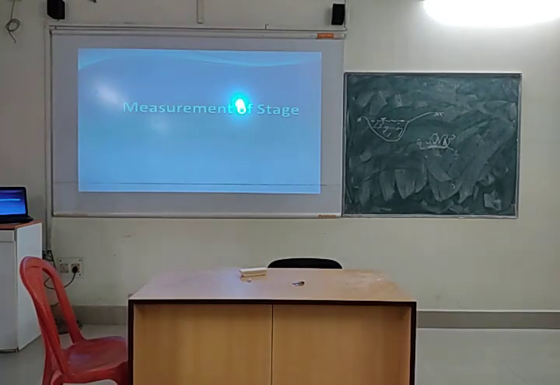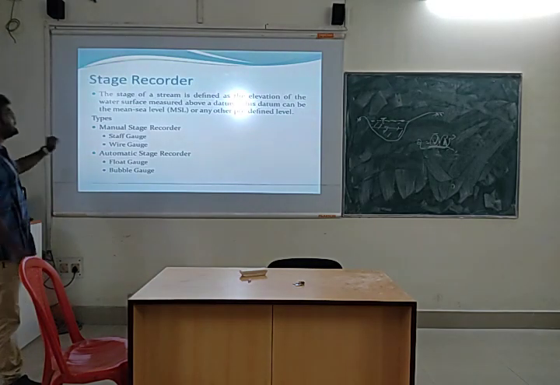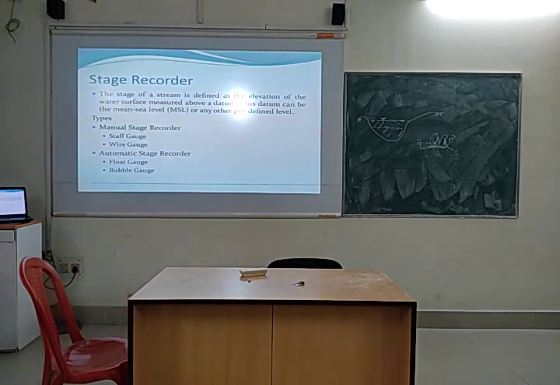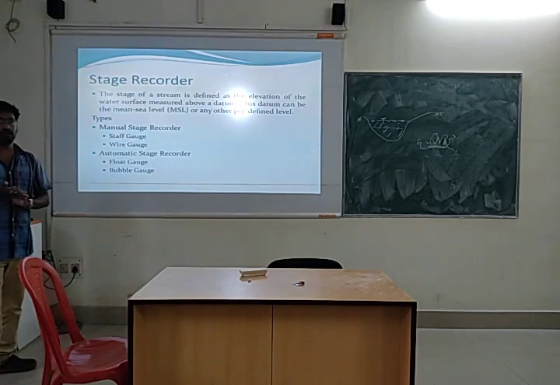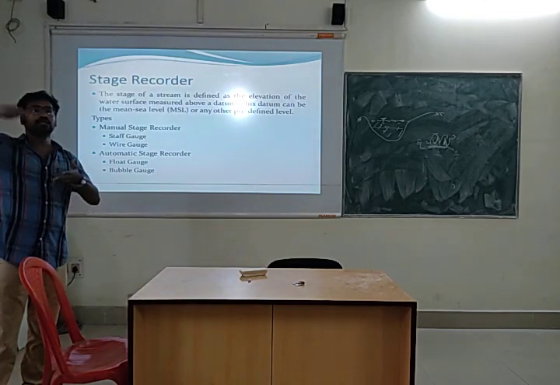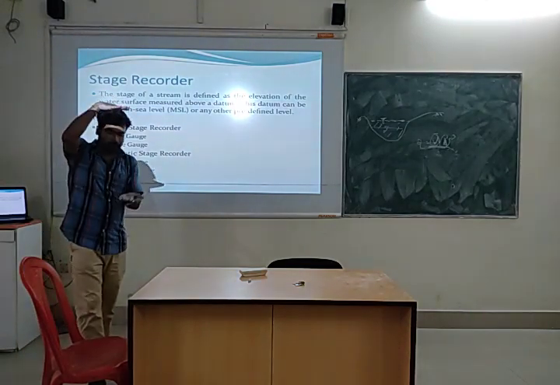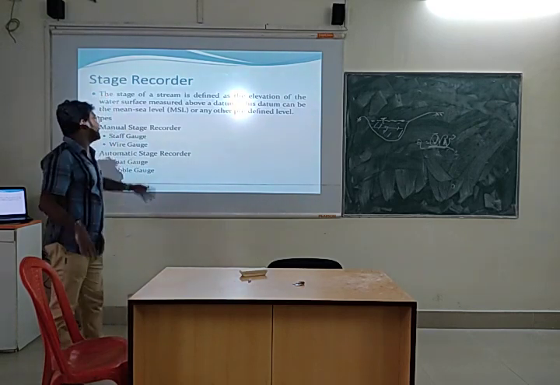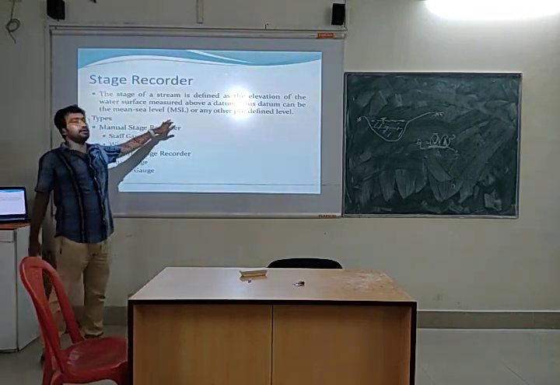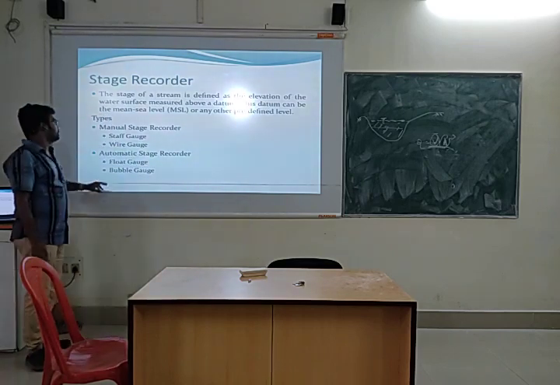So first of all, let us try to find out the stage. First of all, we are having measurement of stage. How we can find out the stages? That is the elevation, nothing else. So what is stage? The stage of a stream is defined as the elevation of the water surface measured above a datum. What I was talking about is that you have to find out the elevation of the stream from some sort of datum, right? Now that datum level can be the mean sea level or anything else, right?